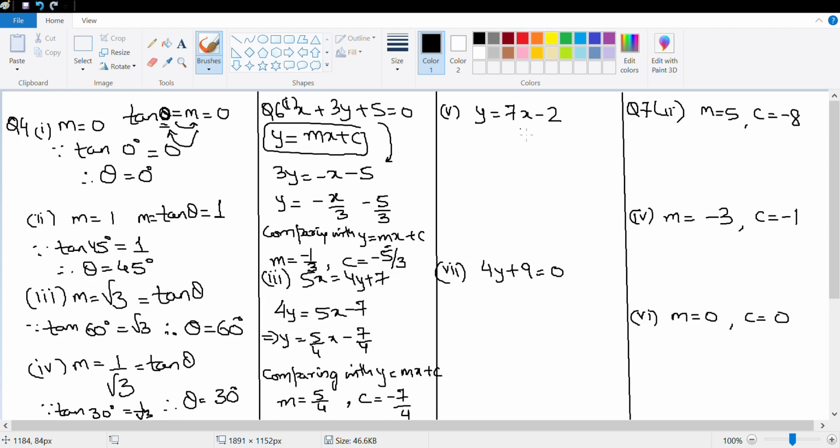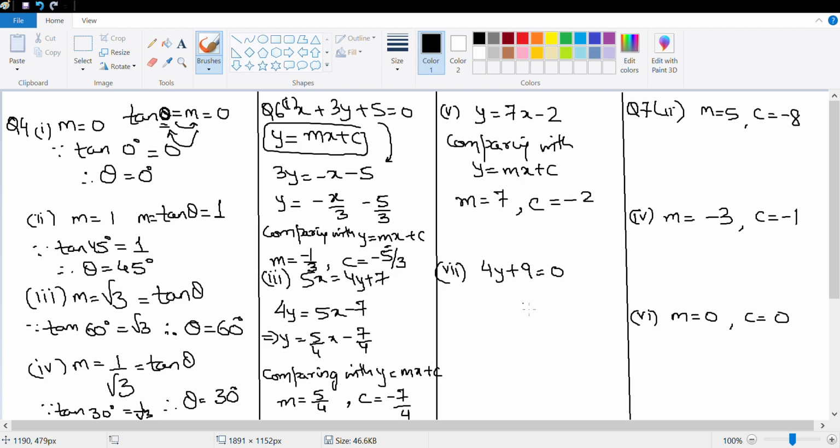Y is equal to 7x minus 2. In this case, comparing with y is equal to mx plus c, m is equal to 7 and c is equal to negative 2.